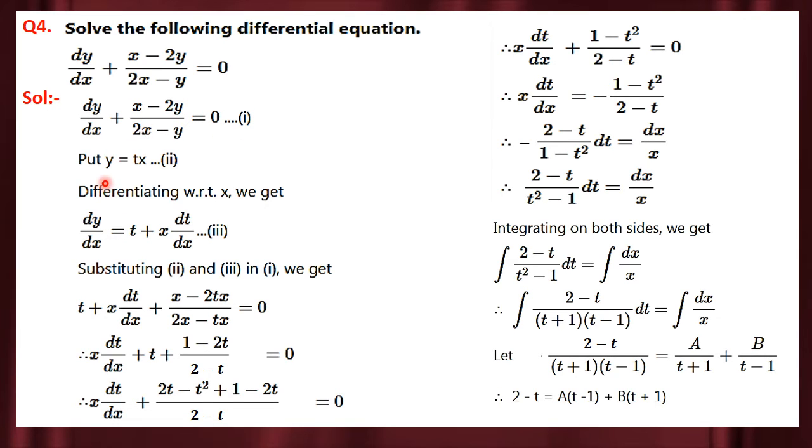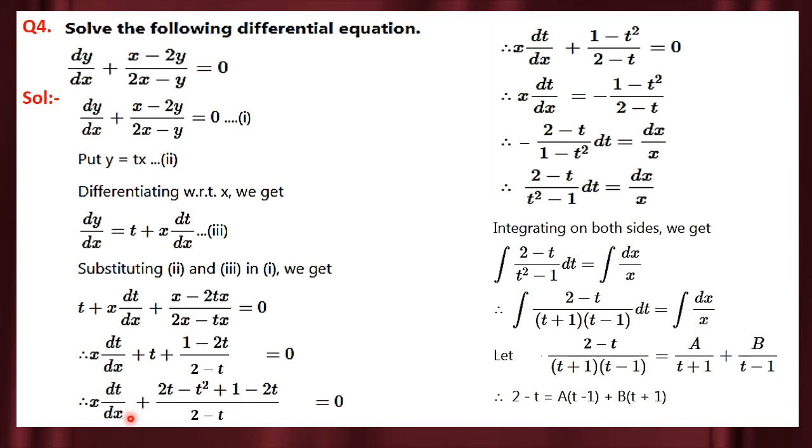Now we will differentiate y is equal to tx, then we will get dy by dx is equal to t plus x into dt by dx, and we substitute this equation number 2 and 3 in equation number 1. We will get t plus x into dt by dx plus (x minus 2tx) upon (2x minus tx) is equal to 0. Now x into dt by dx plus t plus (1 minus 2t) by (2 minus t) is obtained by cancelling x from numerator and denominator by taking common and cancelling.